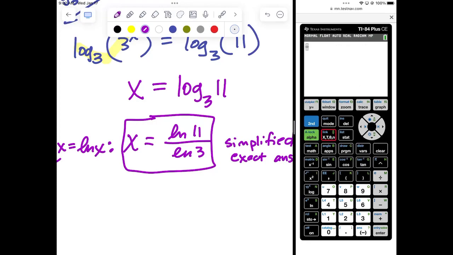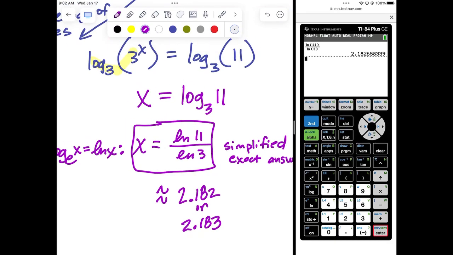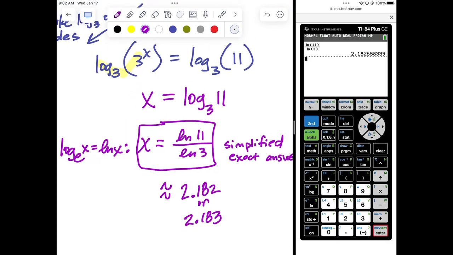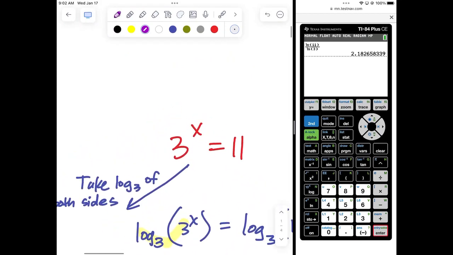We'll hit alpha x equals, and we get the natural log of 11, close parentheses, over the natural log of 3, close parentheses, and we'll put squiggles here, 2.182 or 2.183. If you round or truncate to 3 decimals, which is the standard obligation in this class, when it doesn't terminate prior to 3, we report 3 decimals. Okay, that's pretty cool.